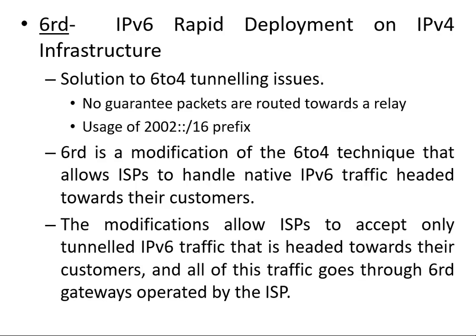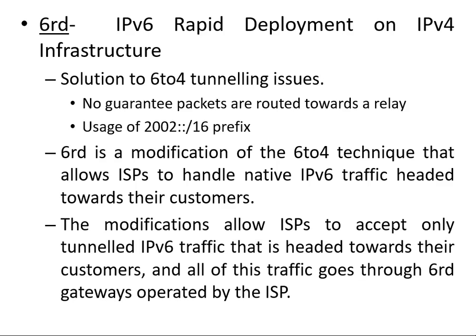The first issue is no guarantee packets are routed towards a relay. So actually the packets from the native IPv6 host should traverse to the 6 to 4 relay router. So then only the packets will be encapsulated. But on the internet, we can't be sure all the time that these packets are actually going towards the relay router. That's the first drawback.